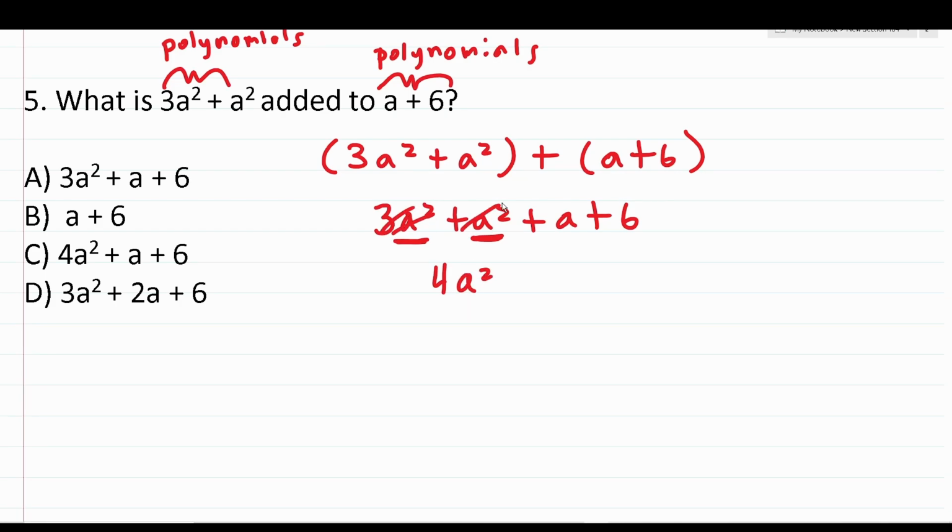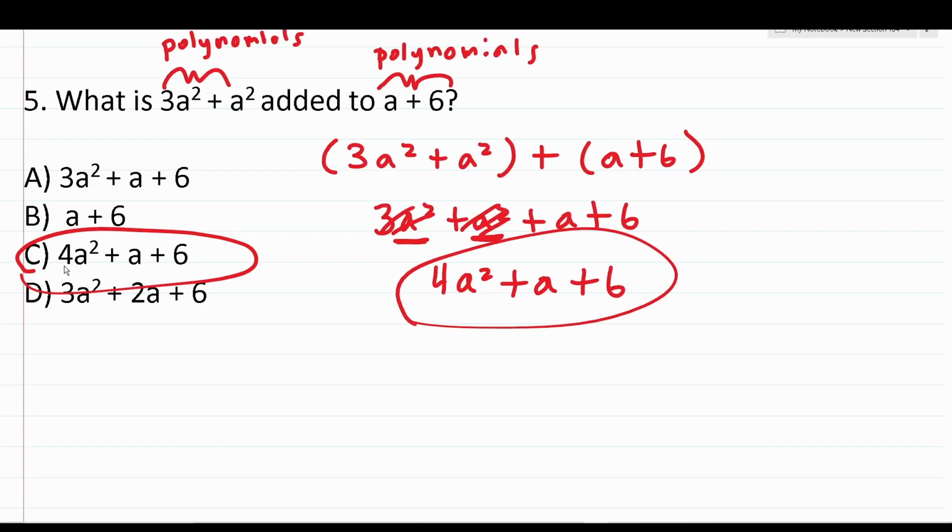Now that I combine those like terms, I'm going to cross them out. Then we have the letter variable a, which has no corresponding like term, and 6, which has no corresponding like term. So this one is 4a squared plus a plus 6, which you can see is answer choice C in this case. All right, so number 6 says this, -25 minus 8.